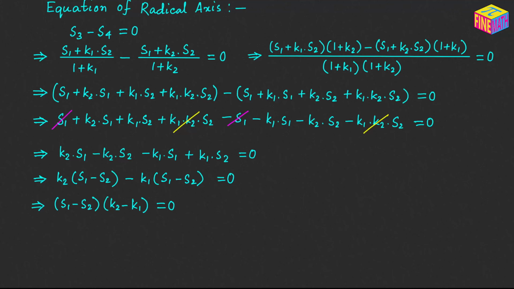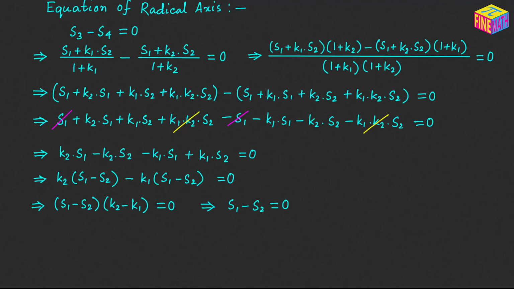And because we have assumed that k sub 1 and k sub 2 are two different values, meaning they are two distinct real numbers, k sub 2 minus k sub 1 can never be 0. And we can safely divide both sides of this equation by k sub 2 minus k sub 1. If we do that, the left hand side will become s sub 1 minus s sub 2 and the right hand side will become 0 over k sub 2 minus k sub 1, which is nothing but 0. So our equation is going to look like this.